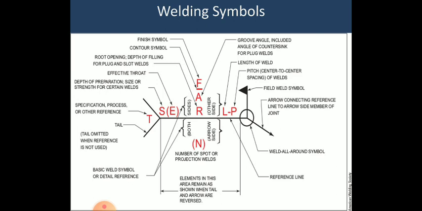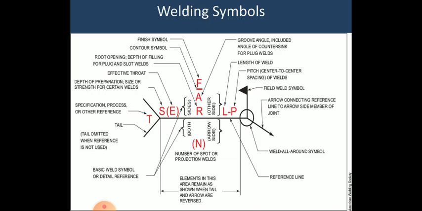A is the groove angle, L is the length of the weld, P is the pitch, R is the root opening, that is how much the root is to be opened, basically the effective throat, depth of penetration, and size. That is the tail, how the welding is to be done, the specific process, and other reference; the tail is omitted when the reference is not used. And the basic welding symbol shows whether both sides or a single side welding is to be done, that the particular symbol is to be performed.